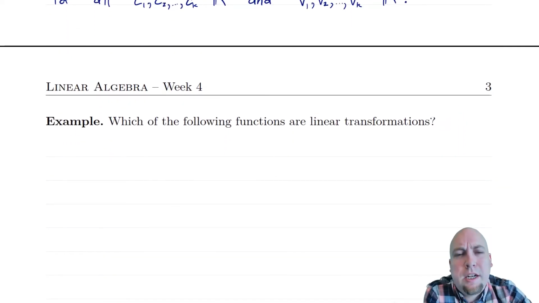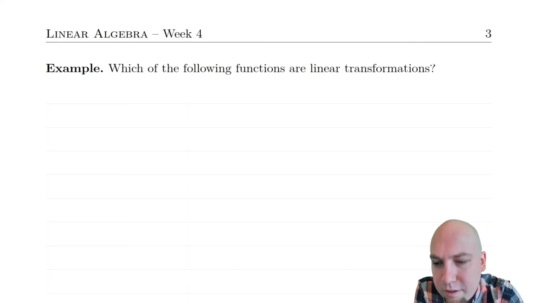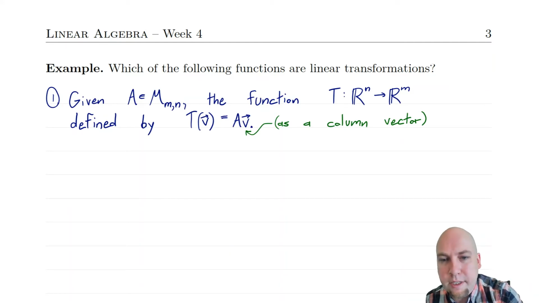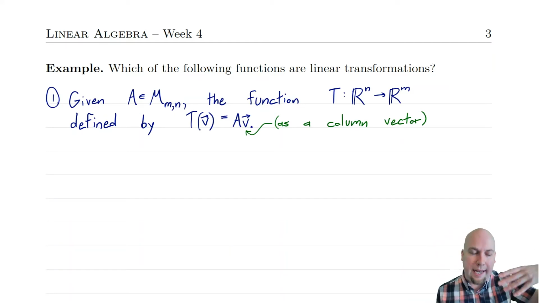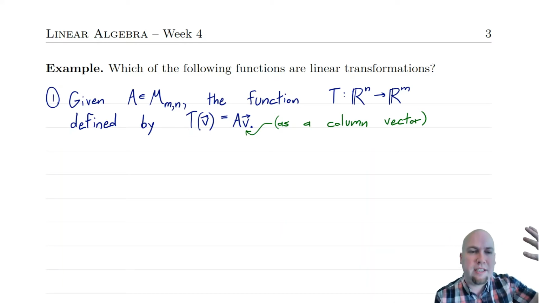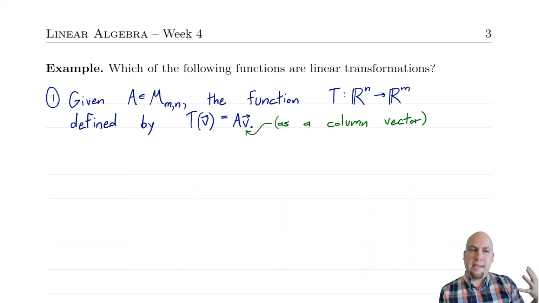All right, so let's go through a couple examples. Let's actually see some linear transformations. Which of the following functions are linear transformations? So first example, suppose you've got some matrix, okay? I give you some matrix, an m by n matrix. Then I can define a function based on this matrix, just via matrix vector multiplication. I'm going to think of my input vector v as a column vector, and then take that column vector and multiply it by some fixed matrix A that's given to me.